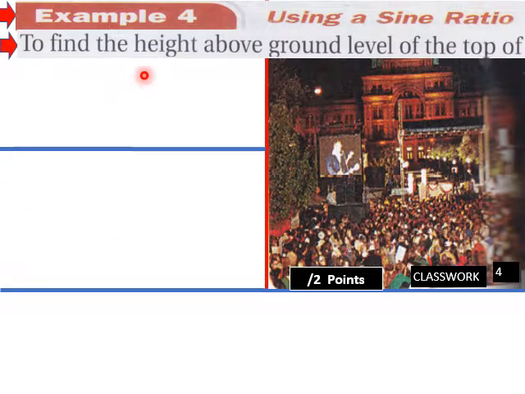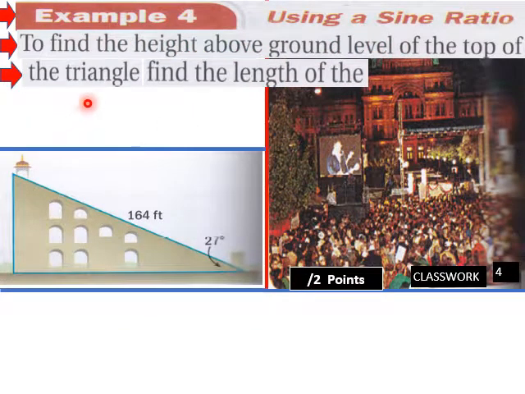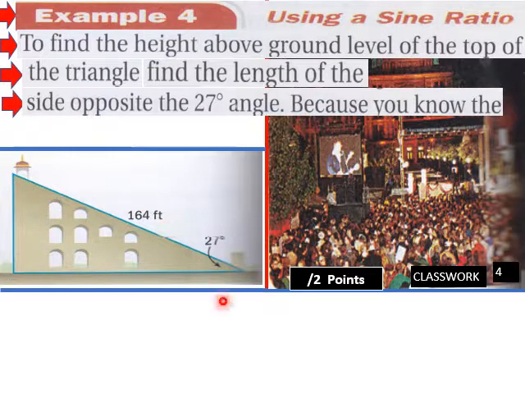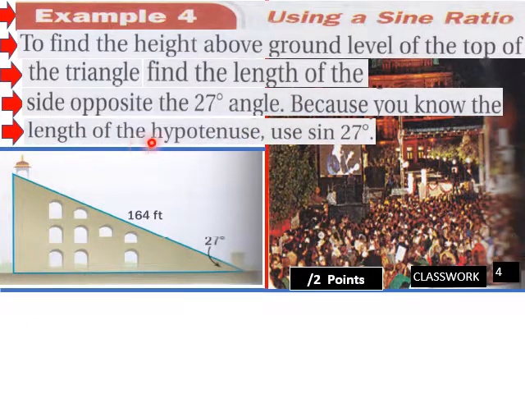Okay, let's try another one. Using a sine, we're going to use sine this time, to find the height above the ground level of the top of the triangle. So here's our top here of a triangle. We have a 27-degree angle here. We have our hypotenuse. We know that. We need to find this length over here, right? To find the length of the side opposite the 27-degree angle. So we need to find that side there. Because you know the length of the hypotenuse, use sine. Sine is opposite over hypotenuse.